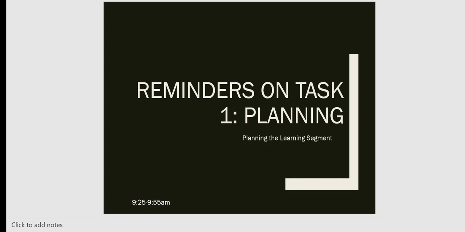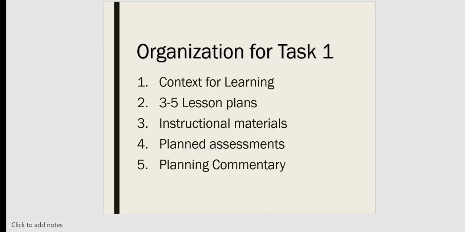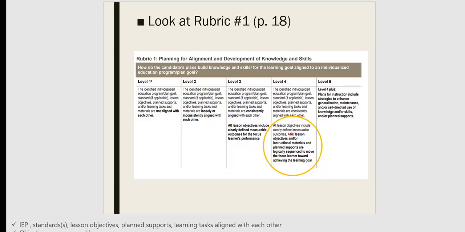Here are some reminders on task 1, planning the learning segment. The organization for task 1 has 5 components. First, the context for learning, not scored. Second, 3 to 5 lesson plans. Third, instructional materials. Fourth, planned assessments. Fifth, planning commentary. Look at the rubric for task 1.